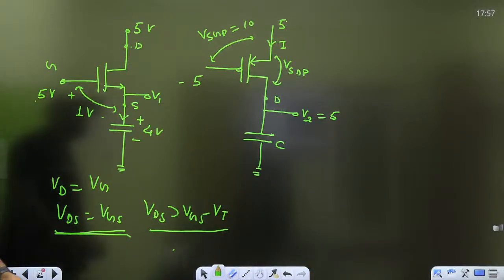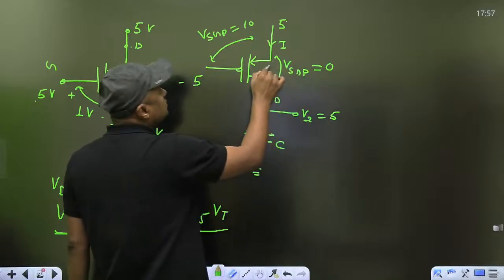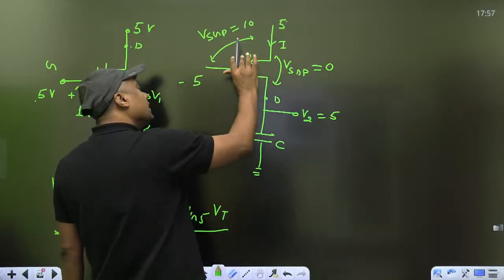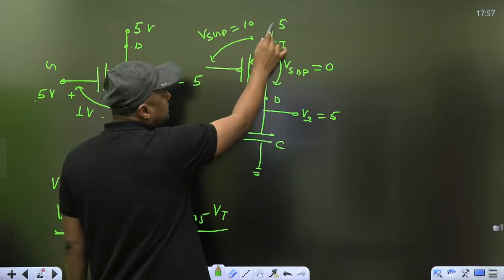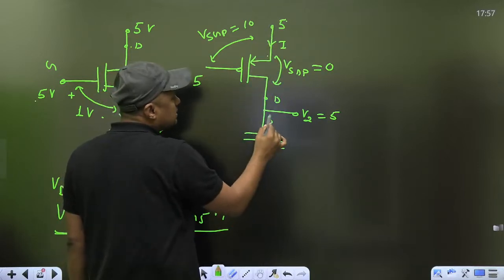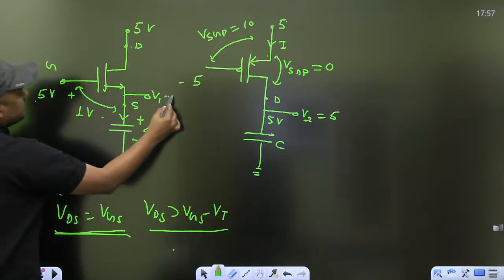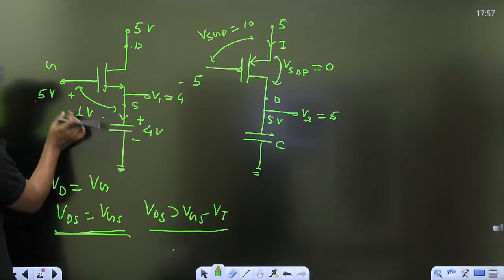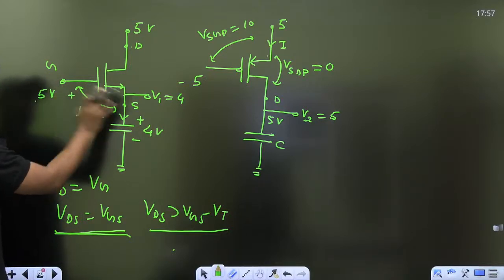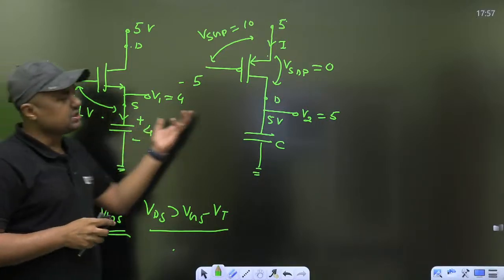For example, in this case, finally it will act as what? A short circuit under ideal condition. When it acts as a short circuit, it is not in cutoff. It is in the triode region, the linear ohmic region, the resistance will become 0 and that's why this capacitor can charge up to what? 5 volt. But here it can't, because if it is more than 4 volt, then this voltage will become less than 1 volt and it will go into cutoff. That's why more than 4 volt is not possible in the first case. But in the second case it is possible.